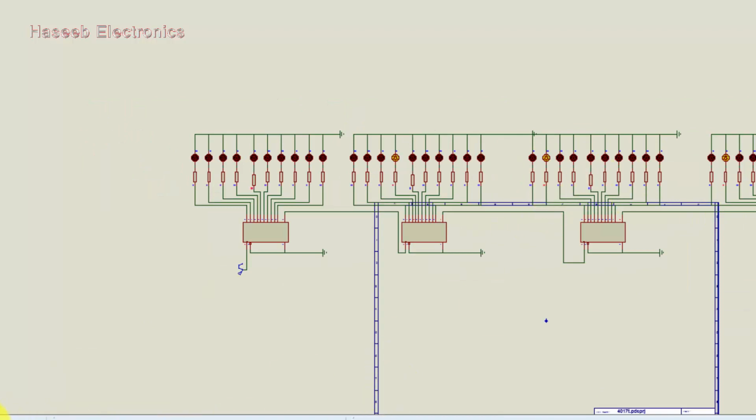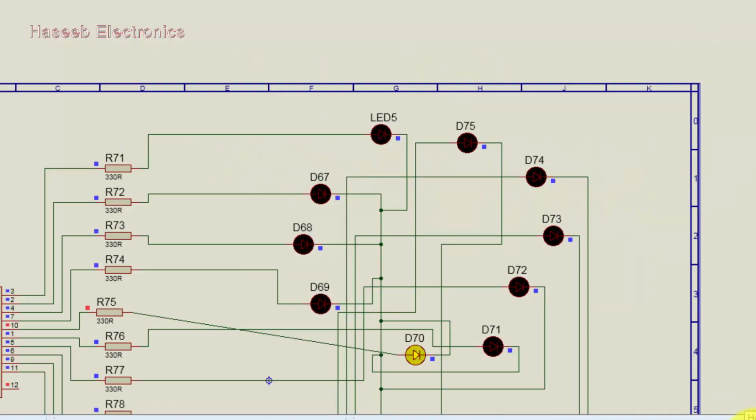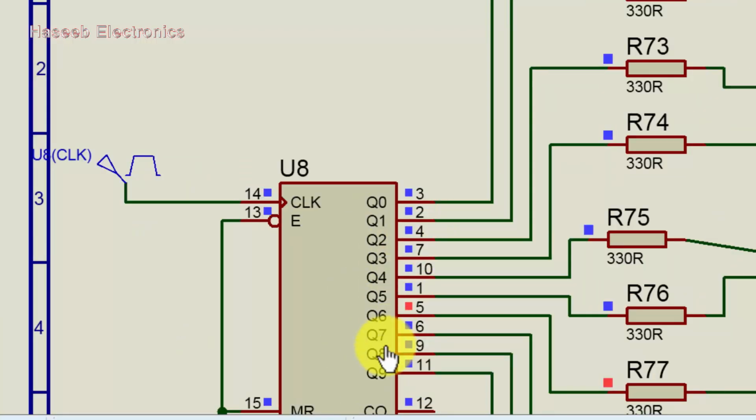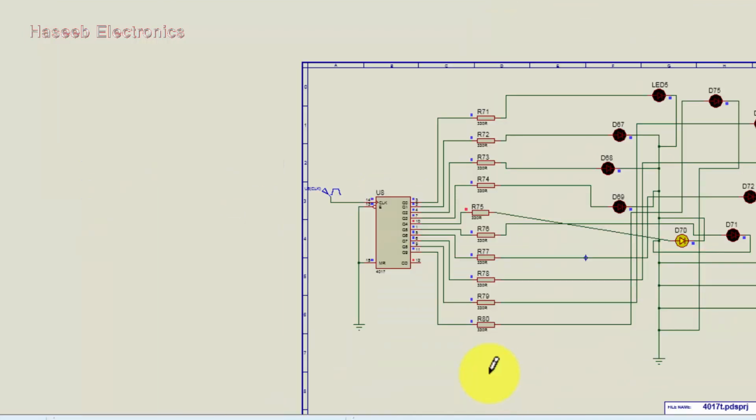We can configure these LEDs in any circle shape, so it gives a ring motion. We have to configure these pin numbers here. It is output number 1. Output number 1 is at pin number 3, that is defined as Q0. In the next video we will make it practically.